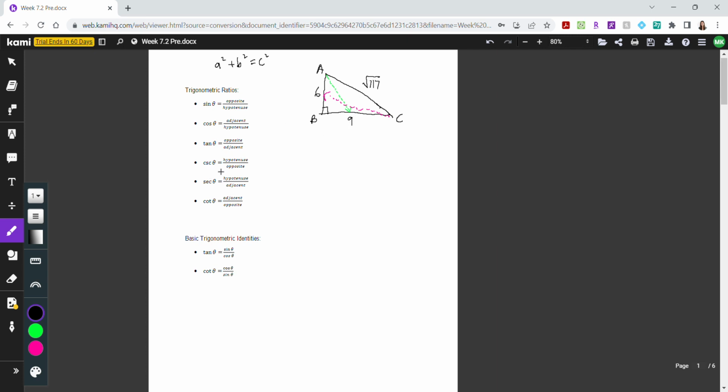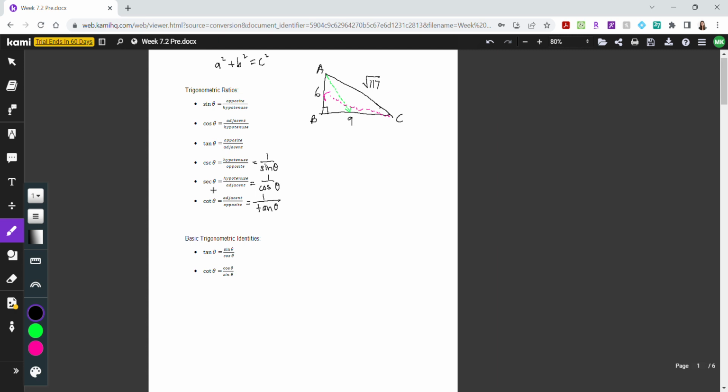Now, cosecant. Cosecant essentially is just sine flipped. So if you know sine, you should know cosecant because it is flipped. So it's hypotenuse over opposite. Now secant is cos flipped, so it'll be 1 over cos theta, so hypotenuse over adjacent. And cotangent is tangent flipped, so it'll be 1 over tangent theta.